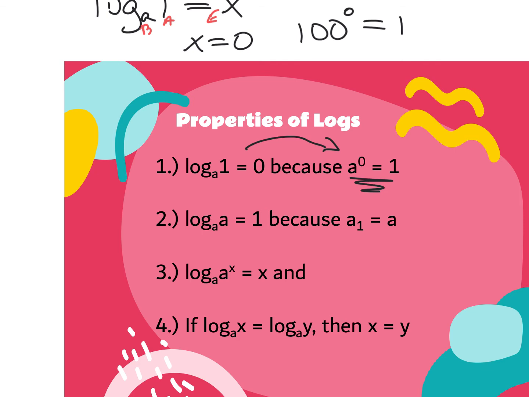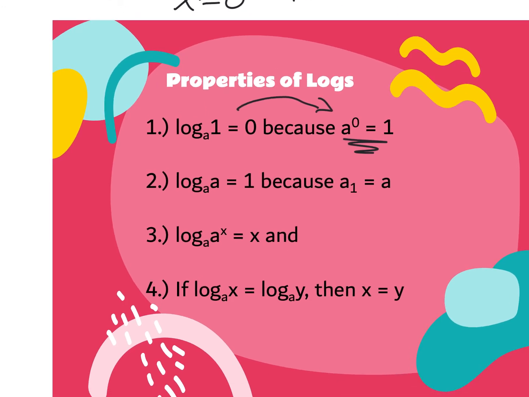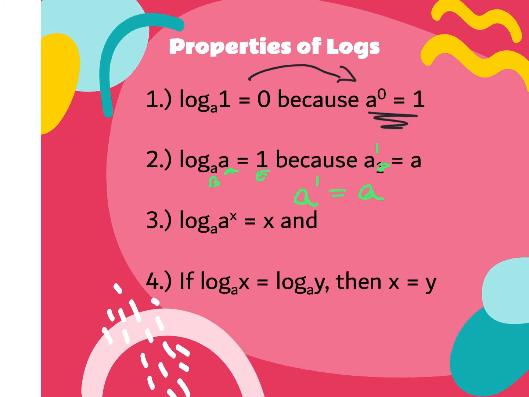The next one says log base A of A equals 1. Again, if you transform this to exponential and do your BAE, so base, answer, exponent, A raised to the first power, anything to the first power is itself. So again, you could transform it to exponential if you need to see that. This little 1 should have been the power. Little typo there.